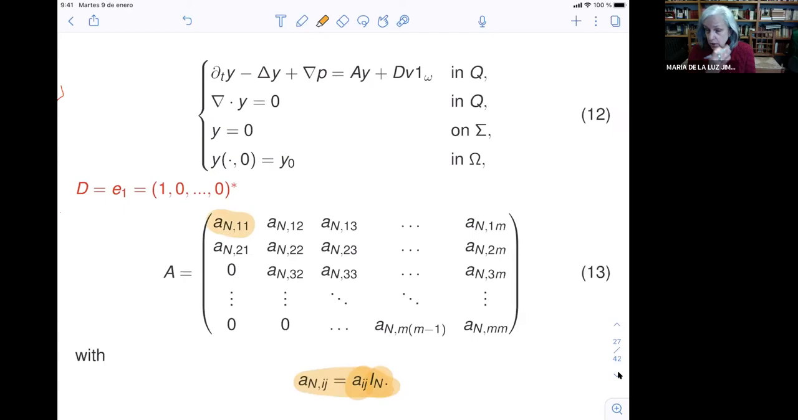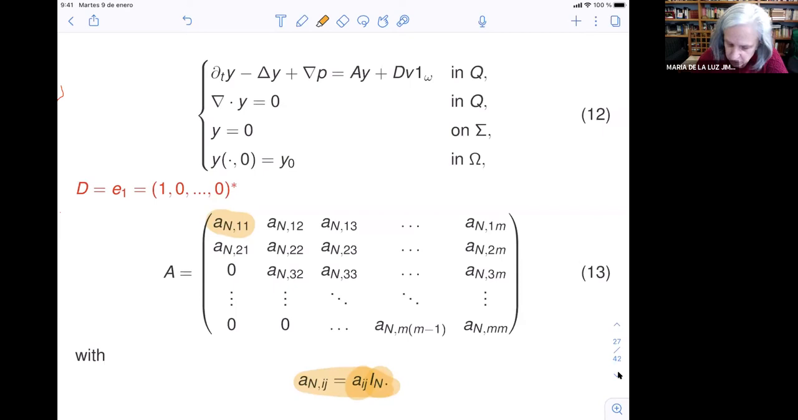We will see that we don't know what to do when a is not a constant. If it depends on time, it is possible to work with that. We don't know what to do with these coefficients when they depend on space. But let's see what we have done.